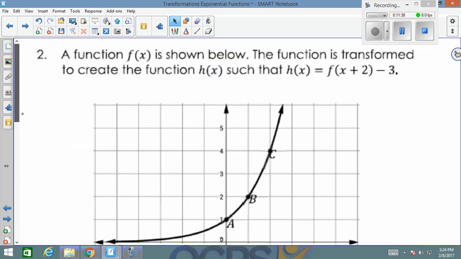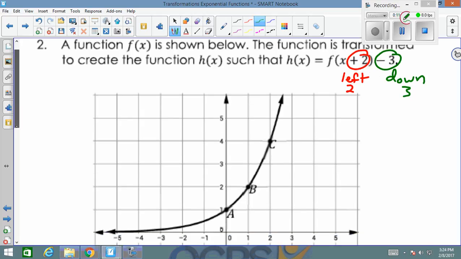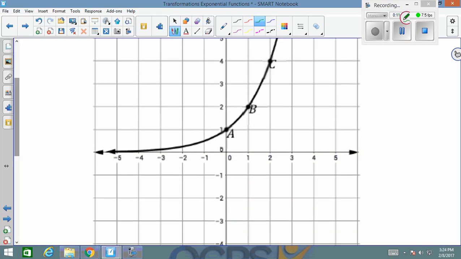So f of x is the function shown below. We need to transform it, so it's going to go left 2 and down 3. Okay, so a prime, we're going to shift a to a prime left 2 and down 3. So here's my new a prime, b, left 2, down 3. There's my b prime, and c, same thing, left 2, down 3. And c prime will end up at a, so it's going to go like this.